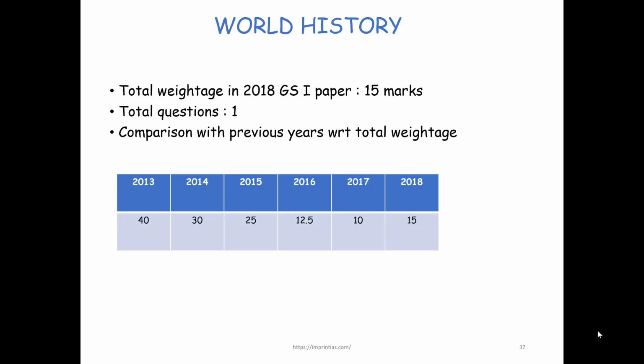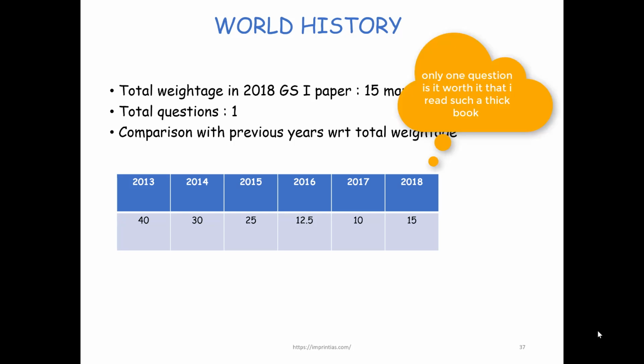But before that, let's talk about the world history weightage in the 2018 paper. It's for 15 marks. Only one question came. In comparison to previous years, there has been a decline from 2013 where 40 marks came from world history, then 2014 30, then 2015 again 25 marks. Now, in the last 3 years, only one question has come, 12.5 marks, 10 marks and 15 marks. So you might think that cost benefit analysis might not be there, but still I would say 15 marks is a lot. It can basically make the difference between you being an IAS and an IPS. It can make the difference between which cadre you get also.